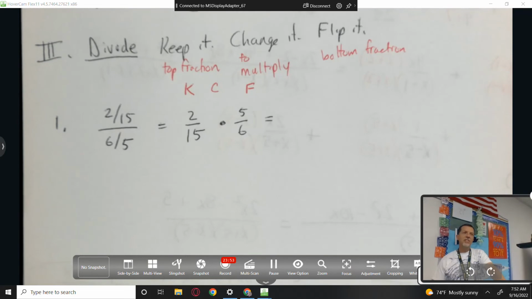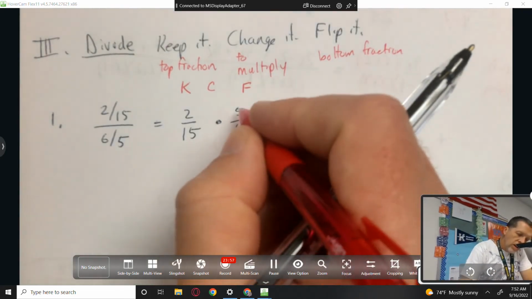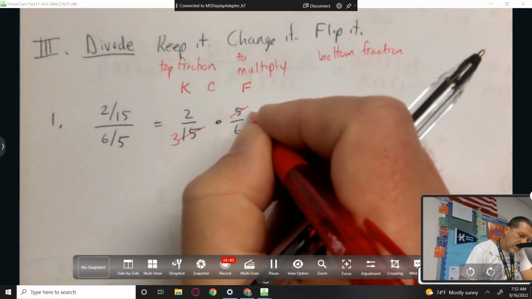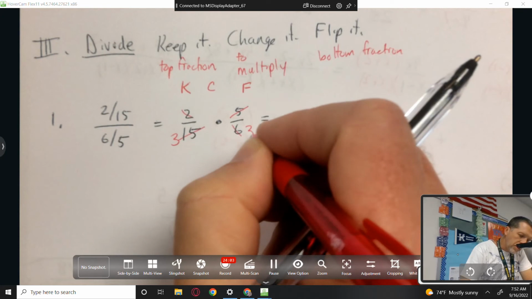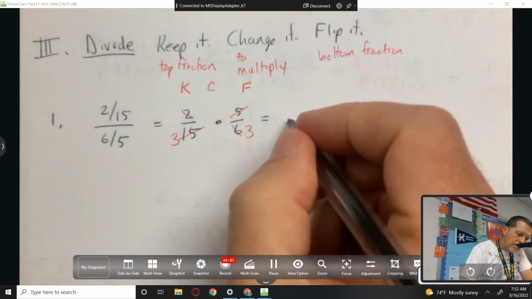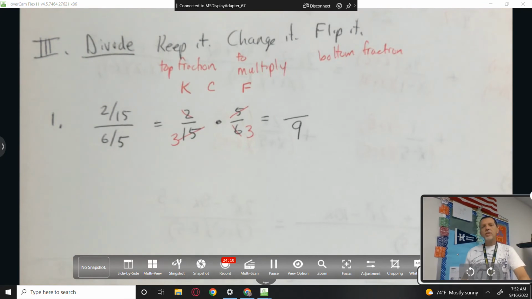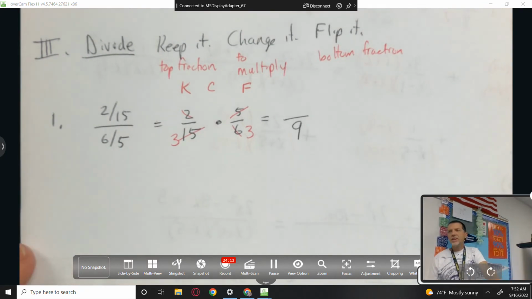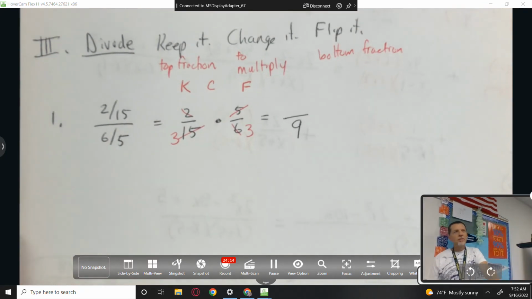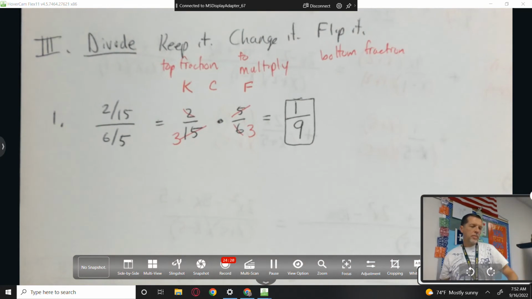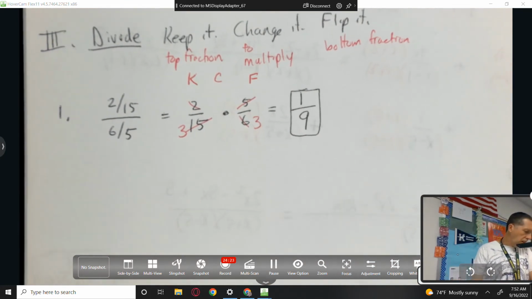Now let's look for things to cancel or reduce. Let's see, 15 and 5 puts a 3 in the bottom. 2 and 6 puts a 3 in the bottom. And once again, we have one of my favorite answers. Blank over 9 is our answer. Not really. What's the answer? What goes in the top there? Yes. 1/9. Keep it, change it, flip it.